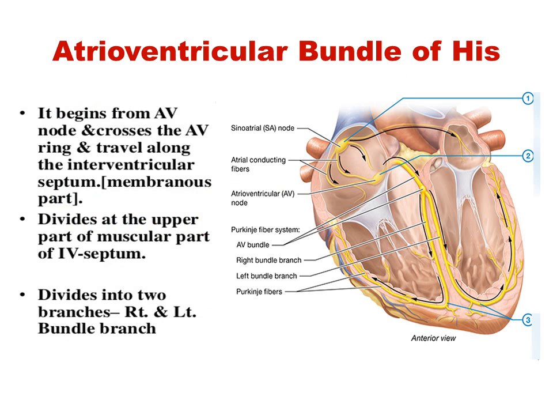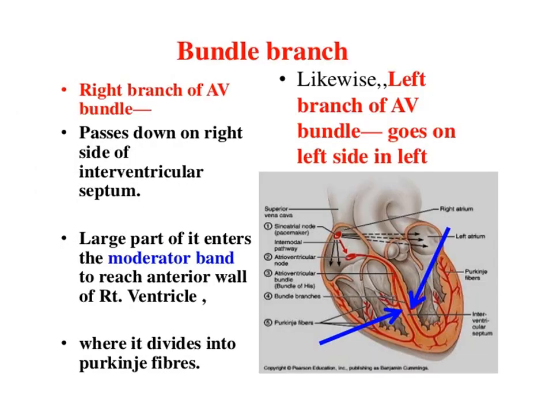Now coming to the atrioventricular bundle of His. It begins from the AV node and crosses the AV ring, travels along the interventricular septum, that is the membranous part, and divides at the upper part of the muscular interventricular septum into right and left branches. Right and left bundle branches.